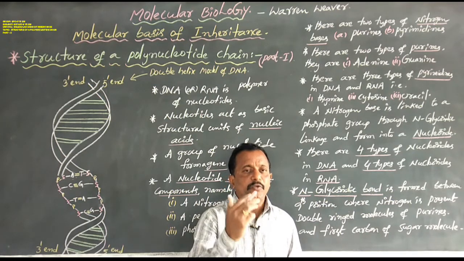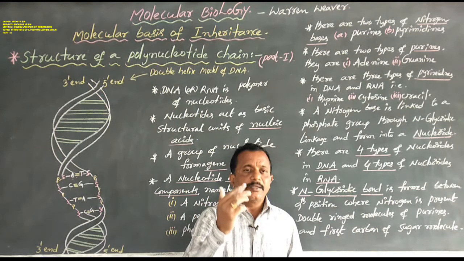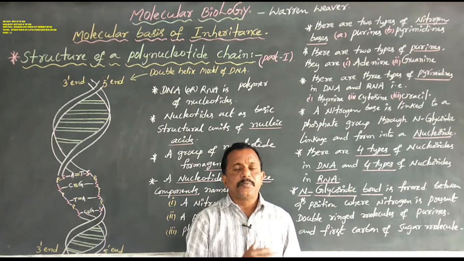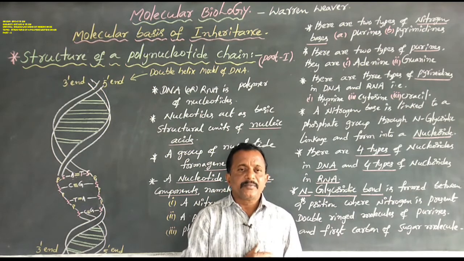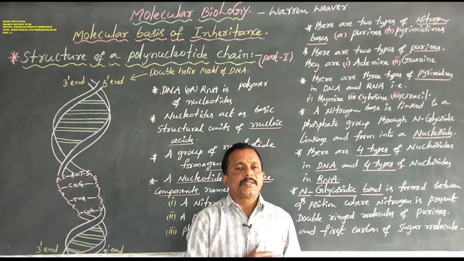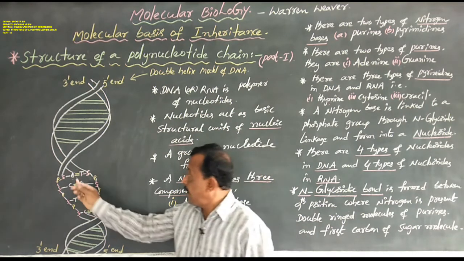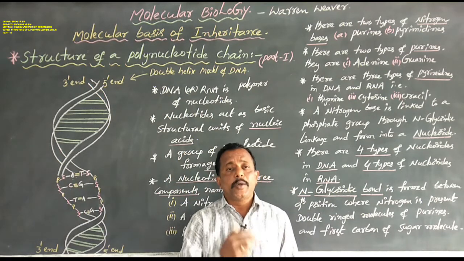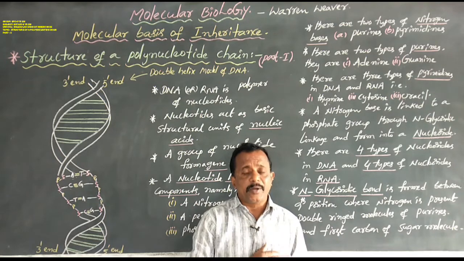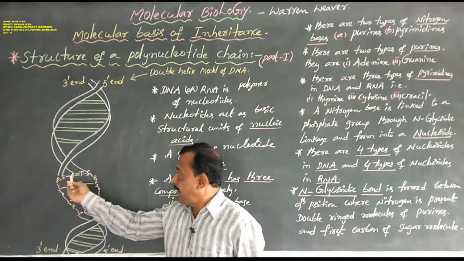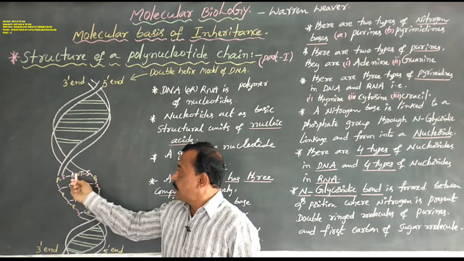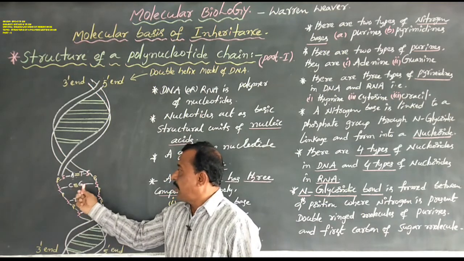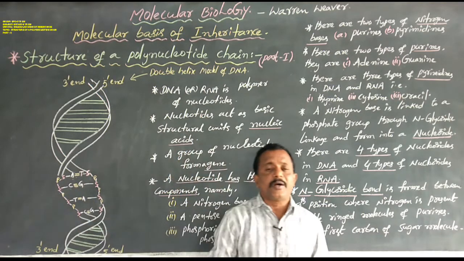That means the first purine is opposite to the first pyrimidine, the second purine is opposite to the second pyrimidine, and they are joined by chemical bonds, that is hydrogen bonds, involving 2 hydrogen bonds or 3 hydrogen bonds. For example, adenine with thymine involves 2 hydrogen bonds. Cytosine with guanine involves 3 hydrogen bonds.